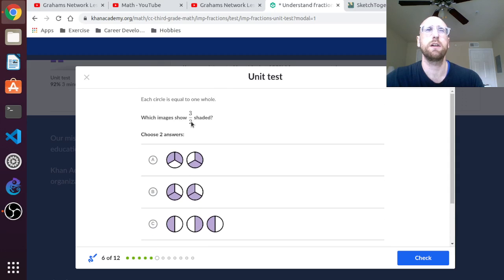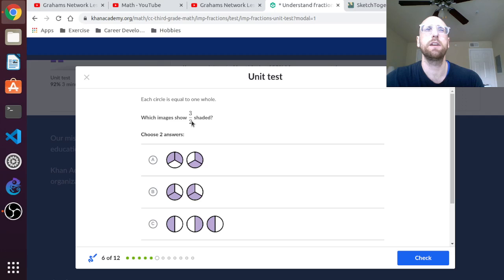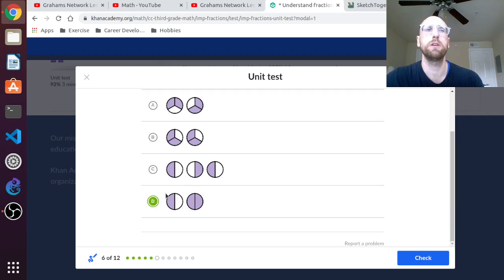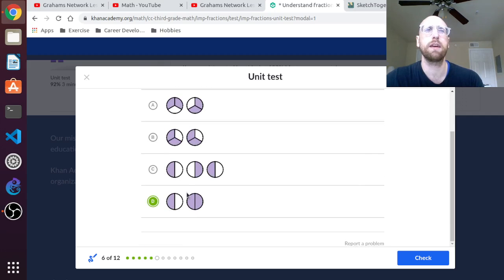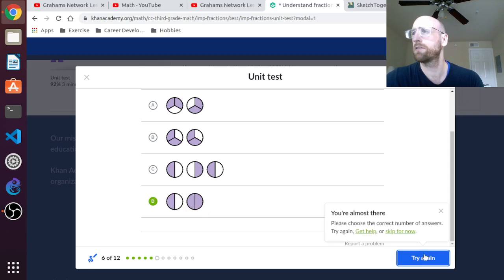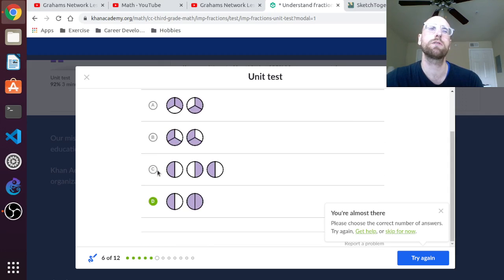We've got 1 whole here, which is one of these circles, and then this bottom number we know is divided into halves, and then this top number we're going to shade 3 of those halves. So here's 1, 2, 3 shaded portions of this whole circle that is divided into halves. Oh no. Oh, okay. Well, that's interesting. I guess this is a correct answer.